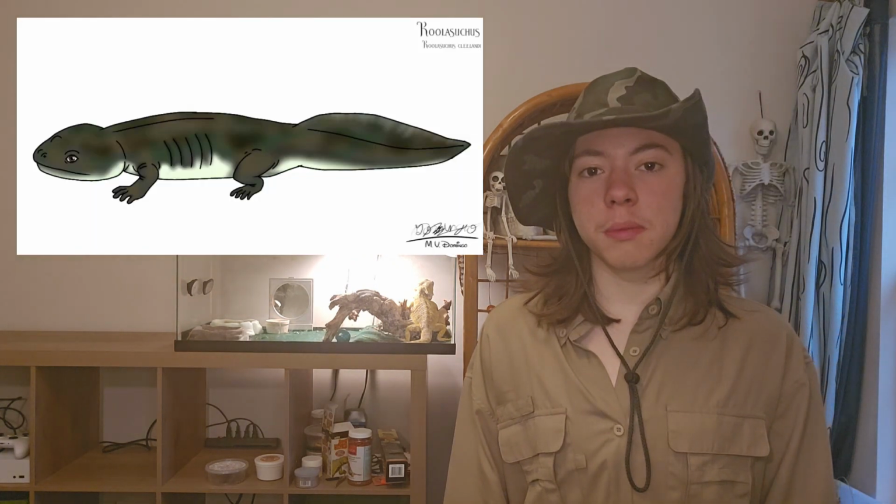Kind of the last of those giant amphibians was Koolasuchus. They lived during the Cretaceous in what is now Australia. The reason they survived longer than all the other giant amphibians is because Australia was too cold for most reptiles, and amphibians survive better in cold climates than reptiles.